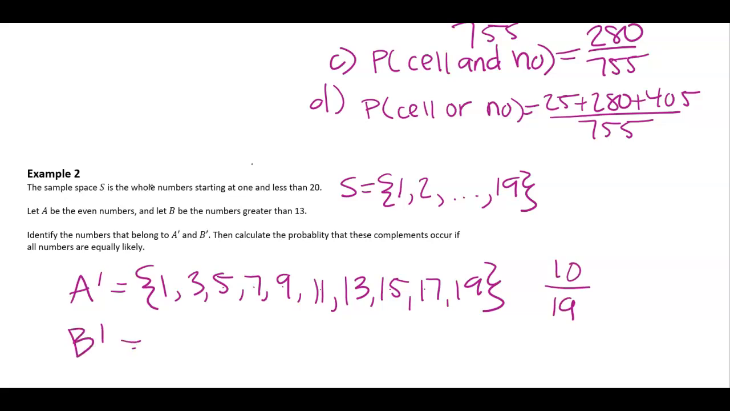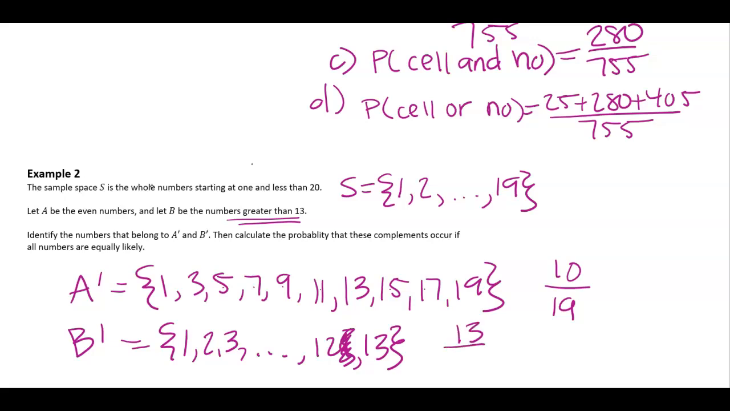And then B complement would be numbers less than, and then actually this is also going to include 13. Because remember, B started at 14, greater than 13, so B complement would include 13. So that probability would be 13 out of 19.